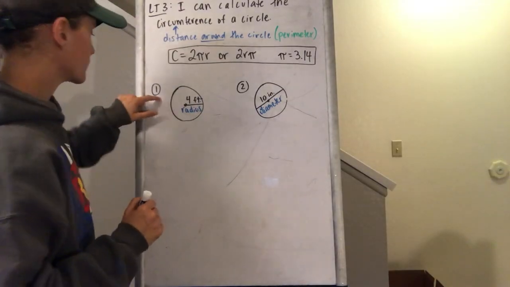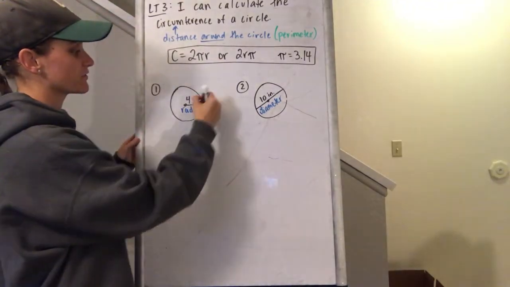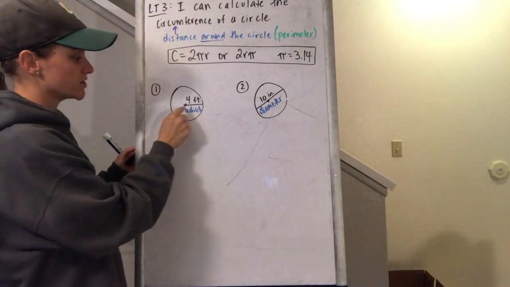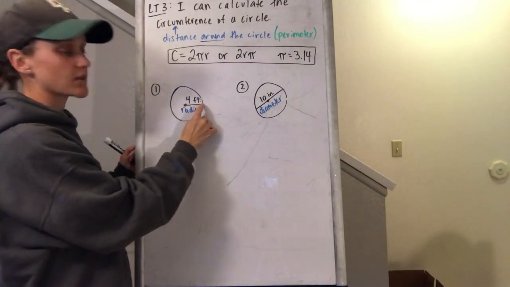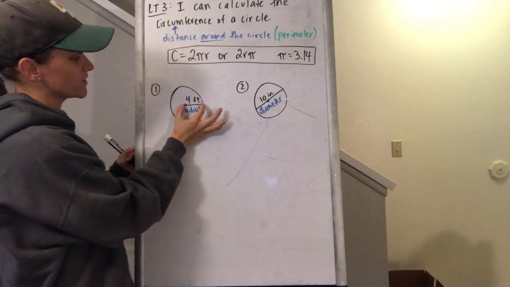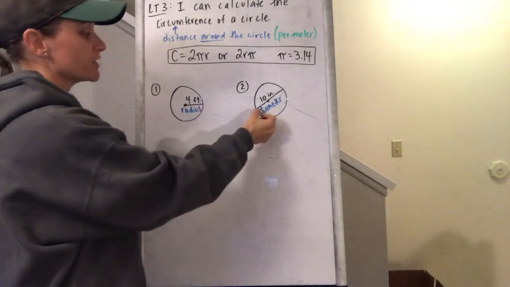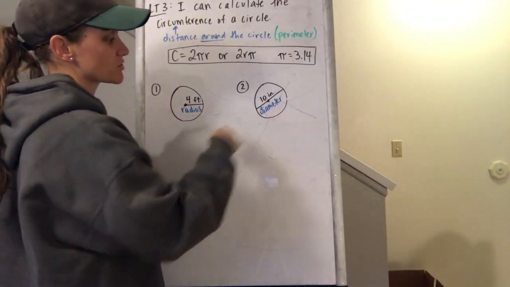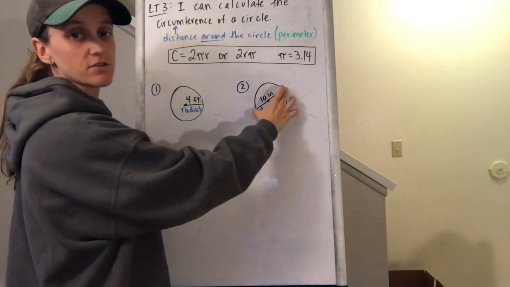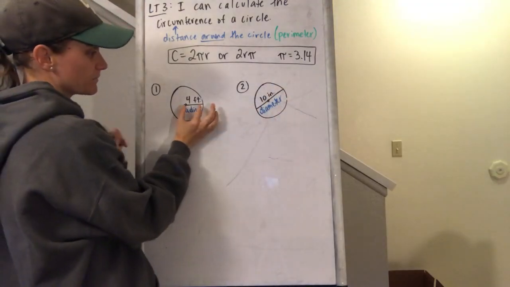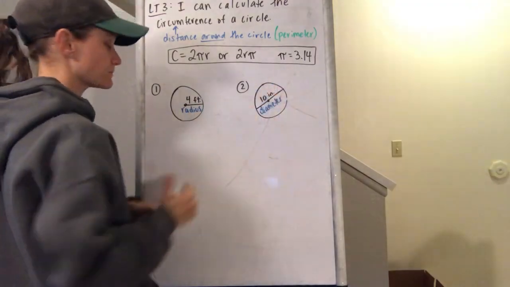Okay, so our first problem, we have a circle, and it has a radius of 4. Remember that the radius means it goes from the center of the circle to the outside edge. So the radius is when it's only half of it, and then over here they give us the diameter. Diameter goes through the middle, from one side to the other side. So radius is half, and then diameter would be the whole thing.